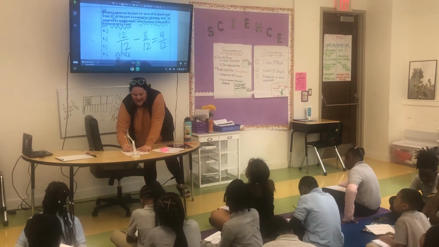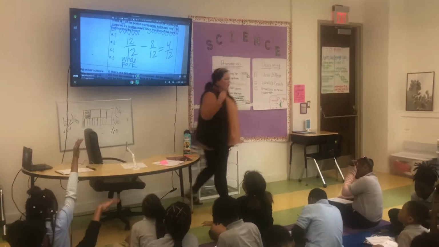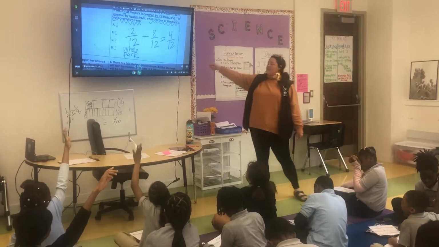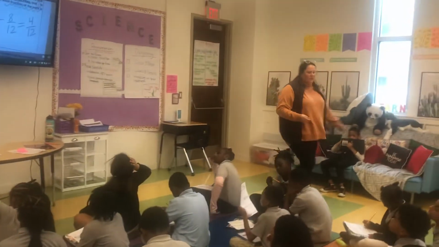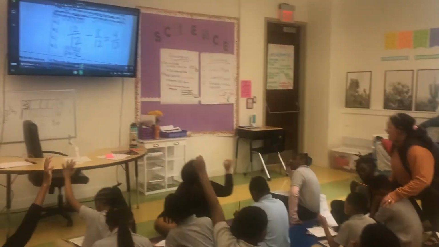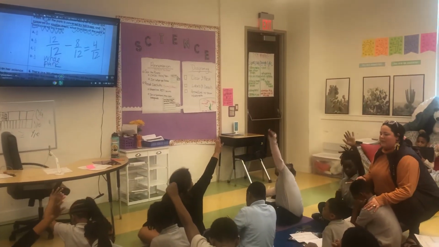Where did the 8/12s come from? They got 8/12s from somewhere. Where did you see 8/12s in this problem? See, Cassidy's thinking about it, Elijah's thinking about it, Leonard is thinking about it. Look at the problem. Where did they get this 8/12s from?